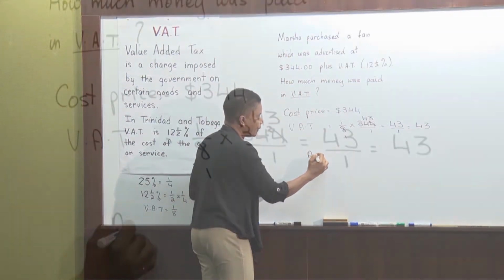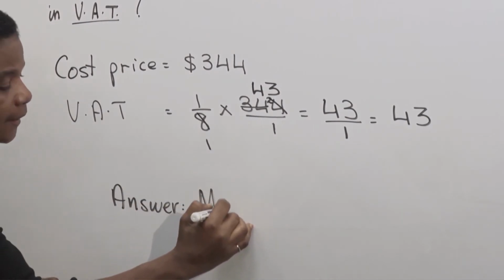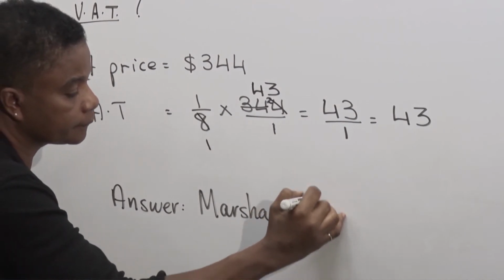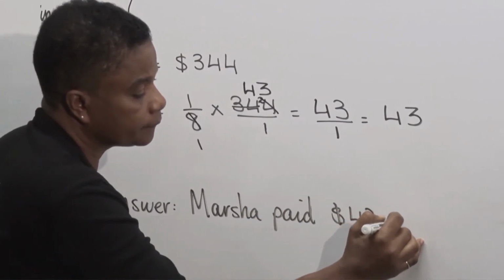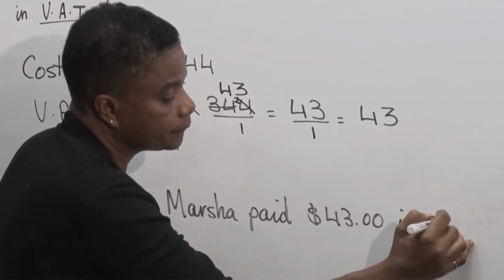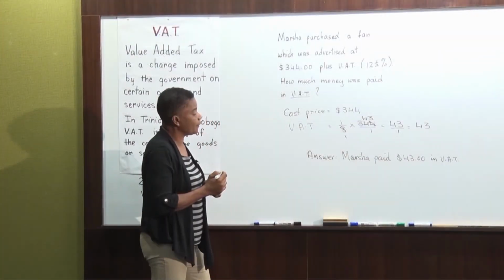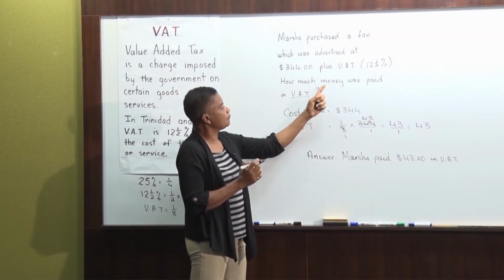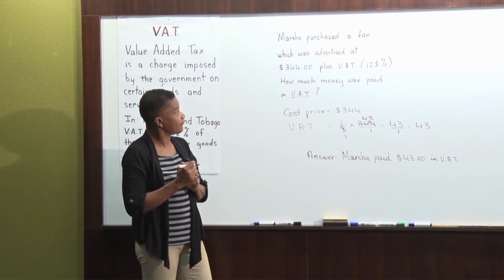Our answer, Marsha paid $43 in VAT. Now that's what the question asks. The question did not ask the price after VAT. The question simply asks how much money was paid in VAT. Be very careful. Let's go over that again.